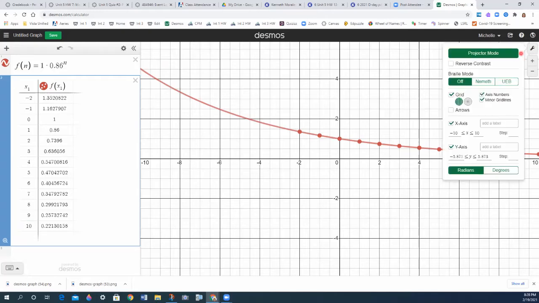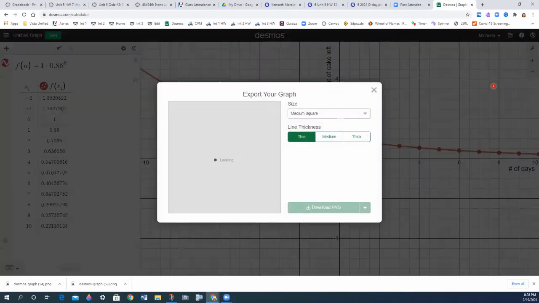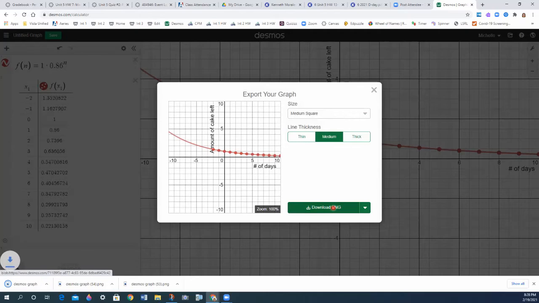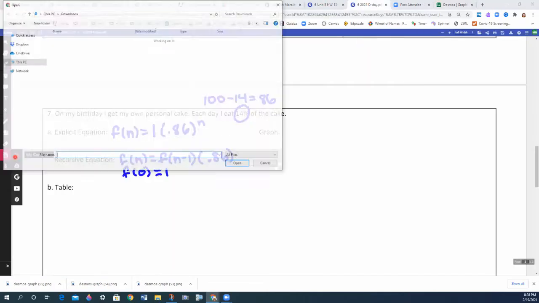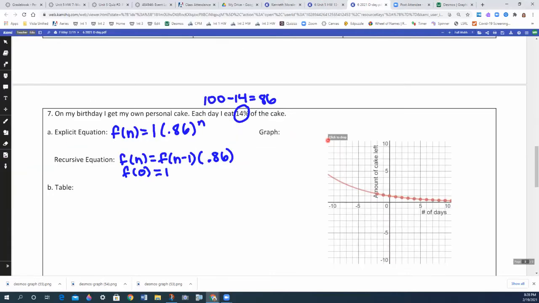Okay, I am going to come here to my wrench. I'm going to label my x-axis as number of days, and I will label my y-axis as amount of cake left. So amount of cake left, number of days. And then I'm going to come up here to the share, and I'm going to export it. I'll add it onto our worksheet. Okay, there we go.